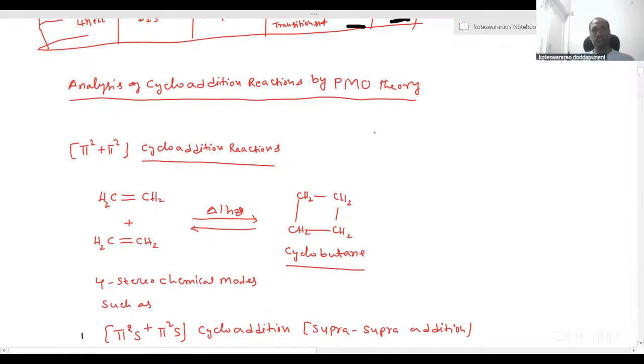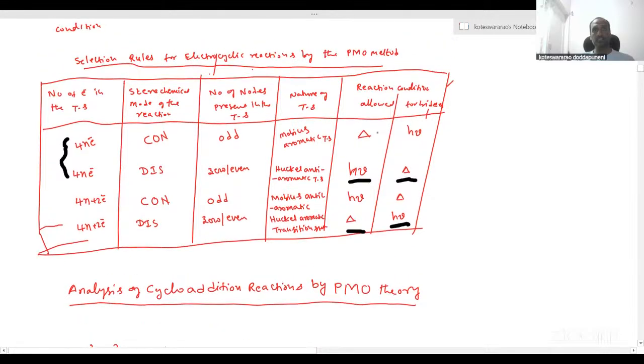This is the selection rule. Yesterday we already discussed that all the results are summarized in the table. The table is called the selection rule for electrocyclization by PMO.